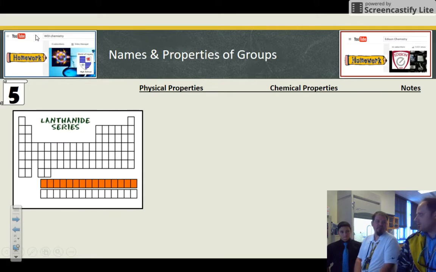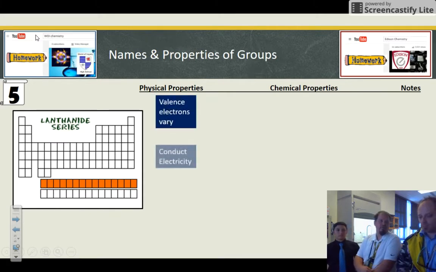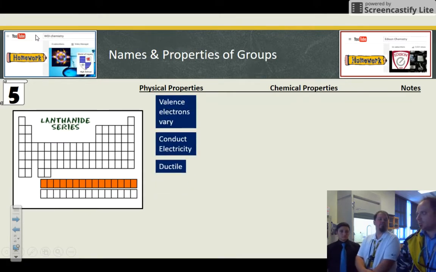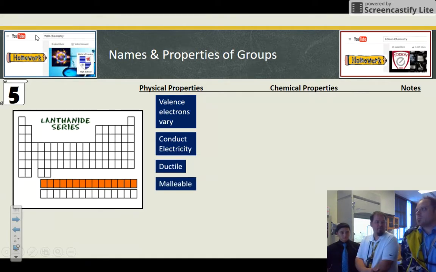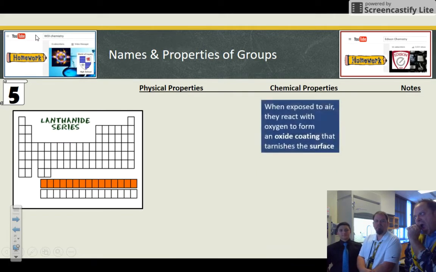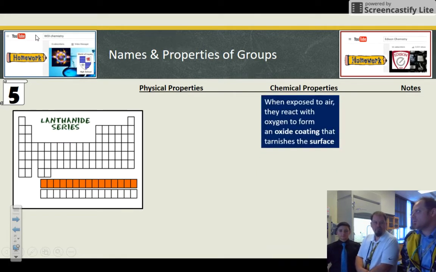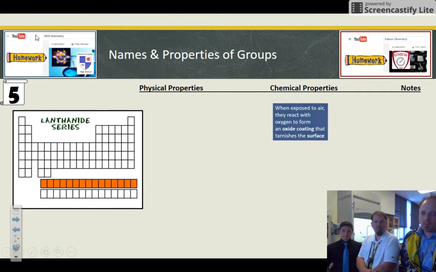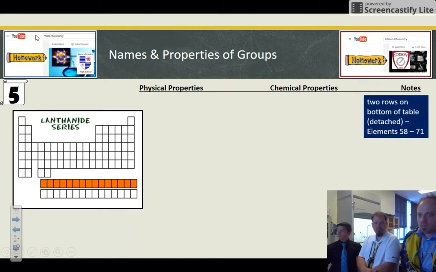Okay, lanthanides, we're going to go through this one pretty quick. Valence electrons vary, and it does have all the same metal properties, because it's a metal. Even though it's detached and below, it is part of the transition metals family. I think I probably left out luster. But that's okay. Chemical properties: when exposed to air, they react with oxygen to form an oxide coating that tarnishes their surface sometimes.